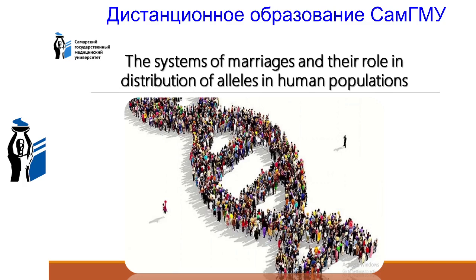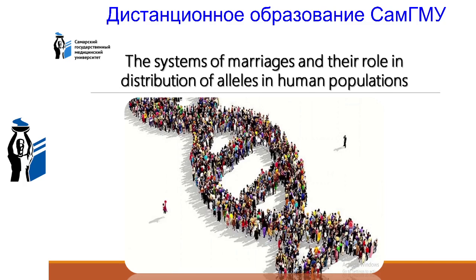exceed that of the general population. The biological consequences of different marriage systems: on average in the population, the risk of having a child with hereditary or congenital diseases is from 5 to 5.5%. Half of spontaneous abortions are due to genetic causes. Early infant mortality, 30%, is associated with congenital malformations and hereditary pathology.